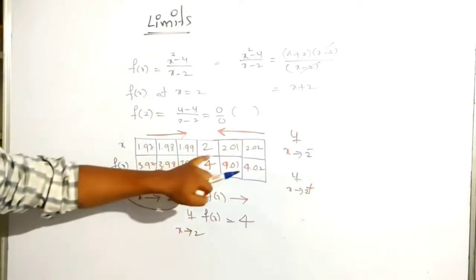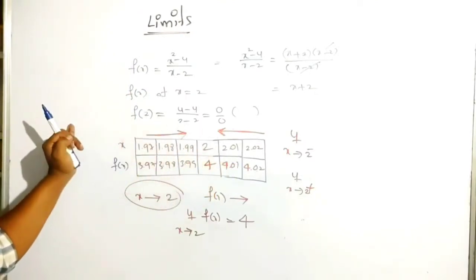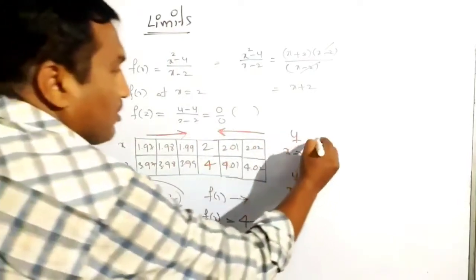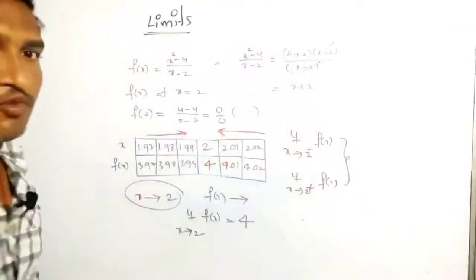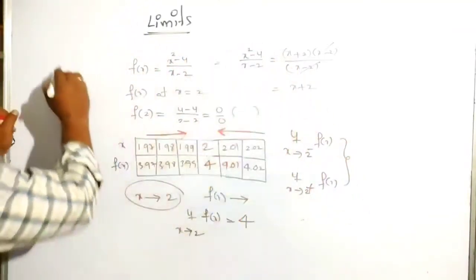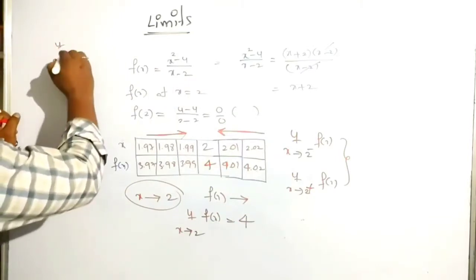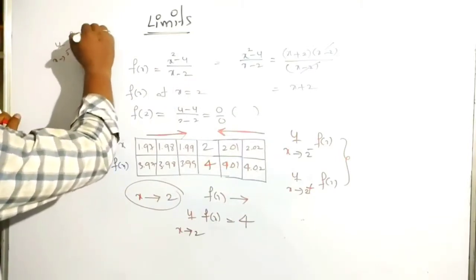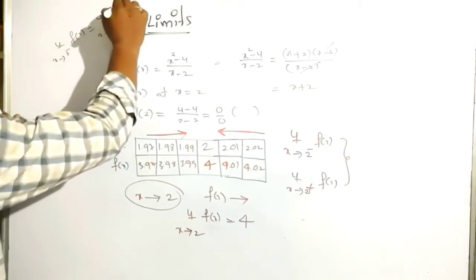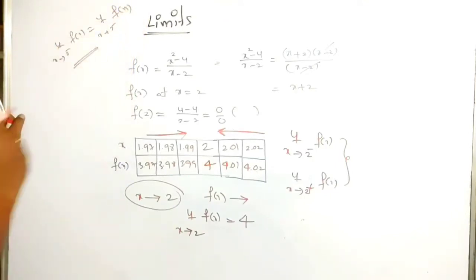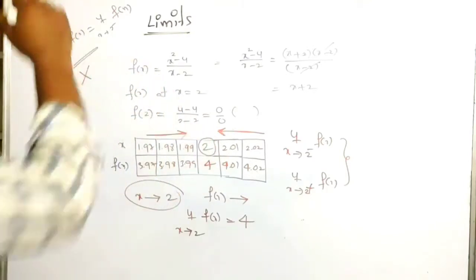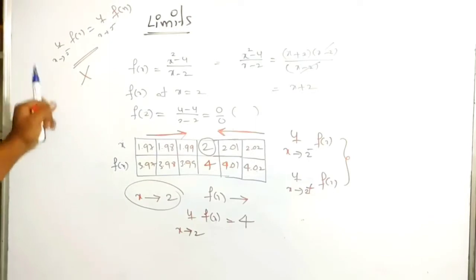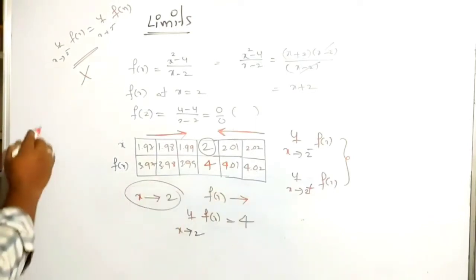At x equal to 2, there exist a left side limit and a right side limit. When the limit as x tends to 2 minus of f of x is equal to the limit as x tends to 2 plus of f of x, meaning from the left side and right side they reach the same value, then the limit exists at the point 2. Otherwise the limit does not exist. Where the limit does not exist, you have to observe here. For example, we have a graph like this.